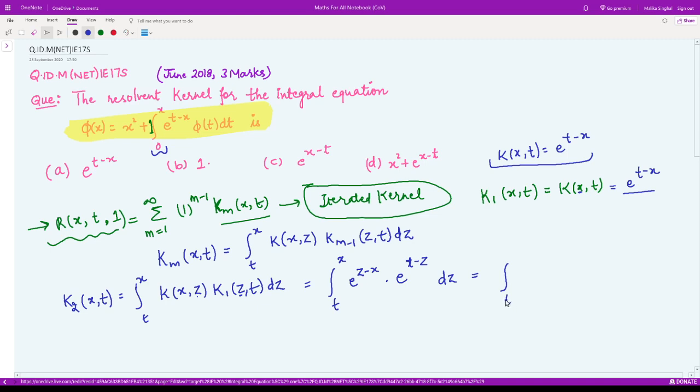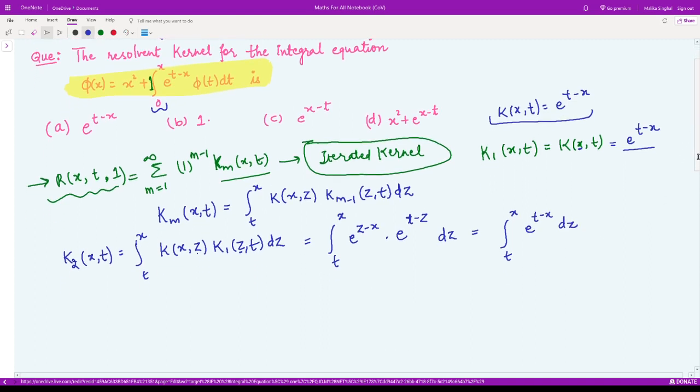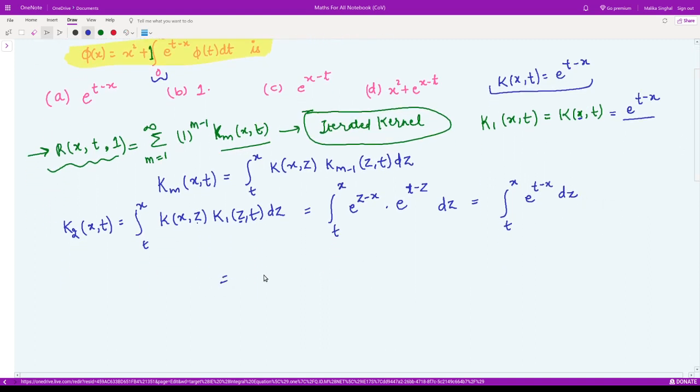So what do we get? We get integration from t to x of e to the power, since the base is the same, the powers add up, so it leads to e to the power t minus x, dz. Now the integration is with respect to z, so the term e to the power t minus x comes out. We are left with integration from t to x of 1 dz. So it would be e to the power t minus x multiplied by x minus t. So this is our second kernel, right?